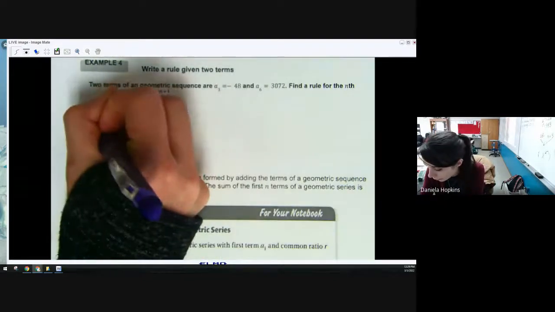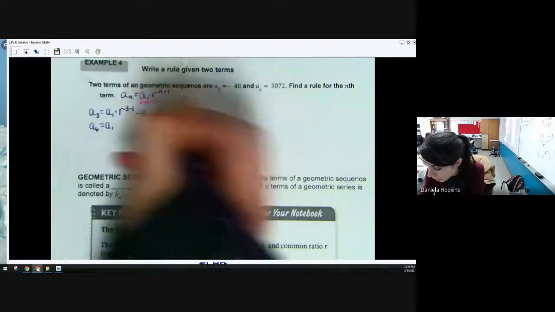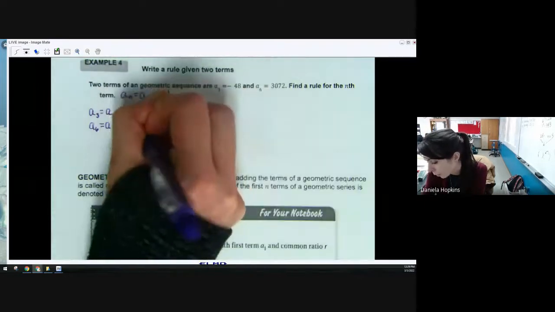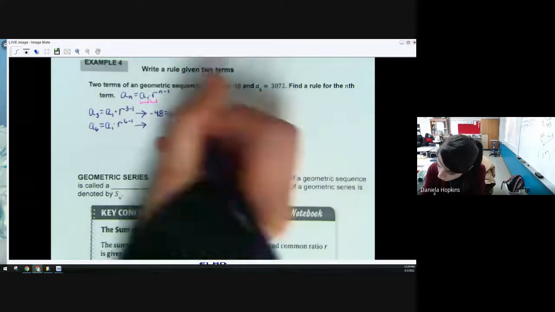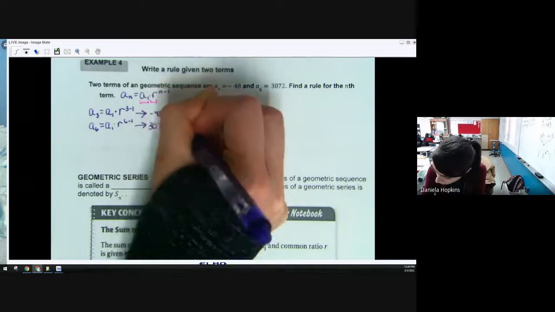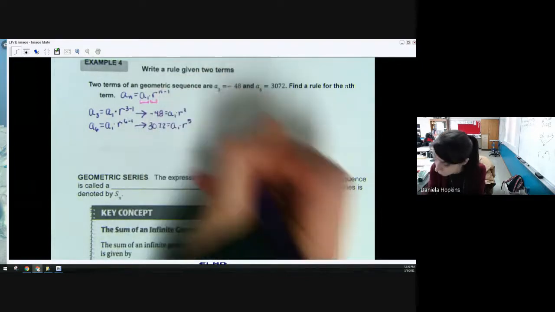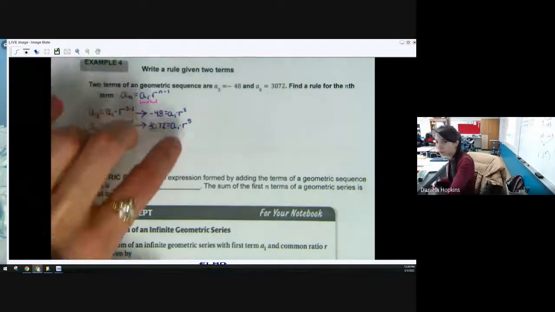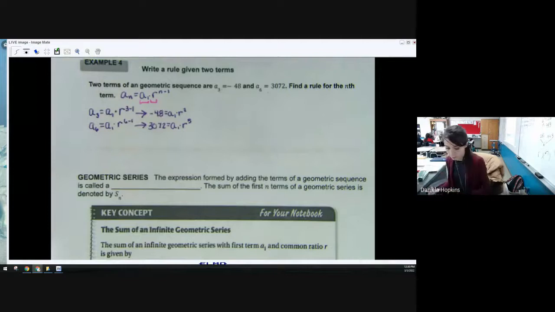My second equation, I'll have my a sub 6, my sixth term, a1 times r to the 6 minus 1. Well, a6 is actually 3072 equals my a1 times r to the 5th. Okay, now we can't just add or subtract here because these are being multiplied, so things don't cancel out like that. They're not even like terms.